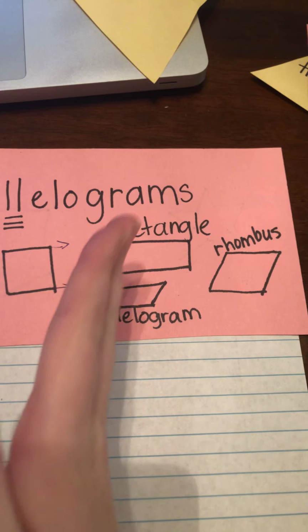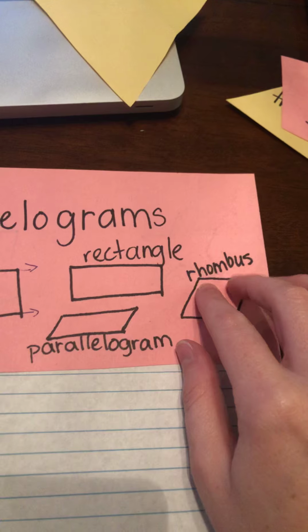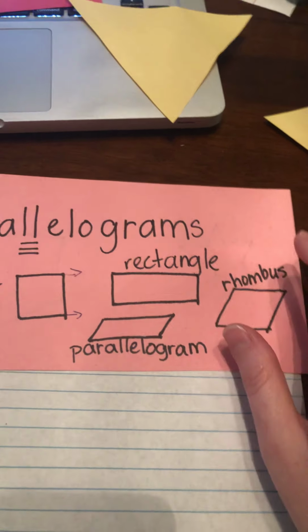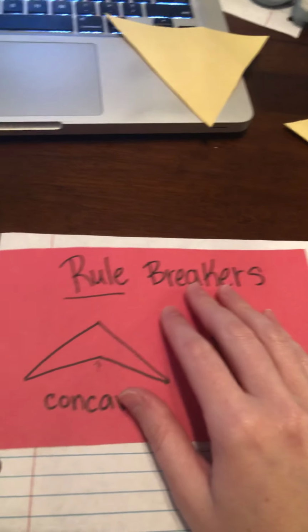They're going to go on forever and ever and never touch each other, kind of like a road. And this one is a rhombus. I'll talk to you about him in just a minute. Okay, so parallelograms. Next, we have some rule breakers. Rule breakers. Dun, dun, dun, dun.